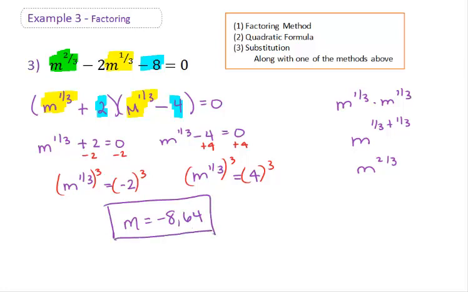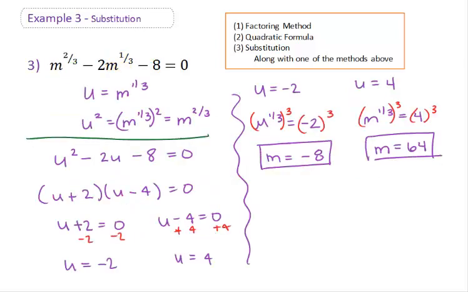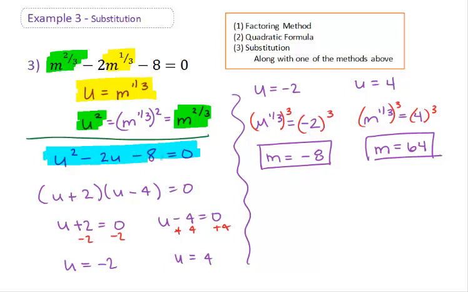If you would have liked to do this one using the substitution method, it works just the same. You use your u variable to equal the middle variable. Then, whenever you square it, it should equal the variable that you have in the front. And 1/3 squared does give you 2/3 because you multiply those exponents. So that leaves you with an exact quadratic equation. You solve it like normal, all the way down here where u equals -2 and u equals 4.